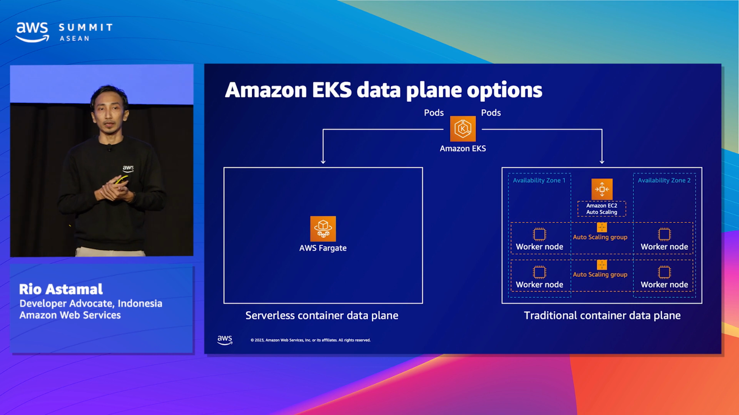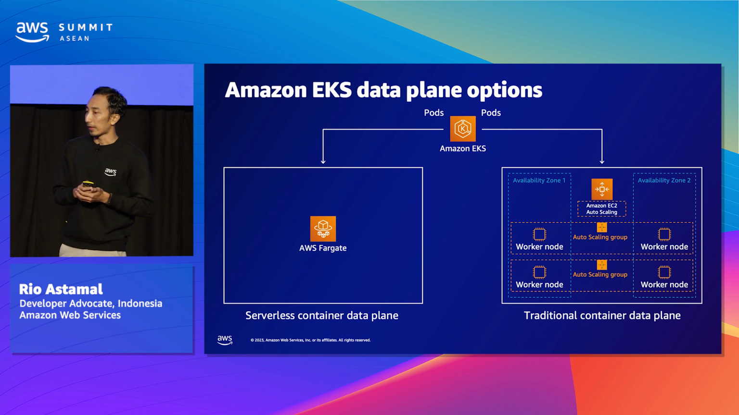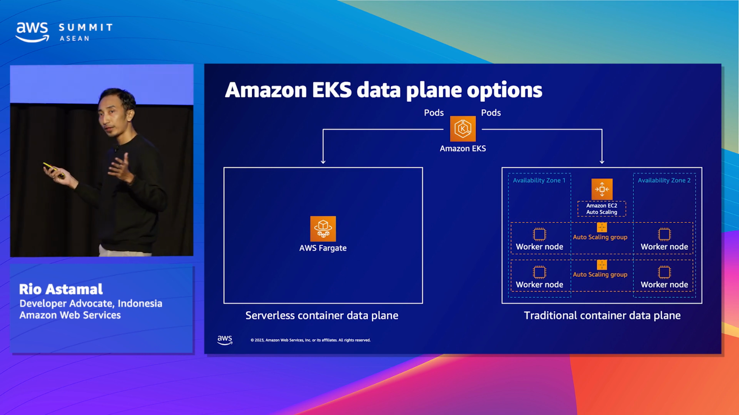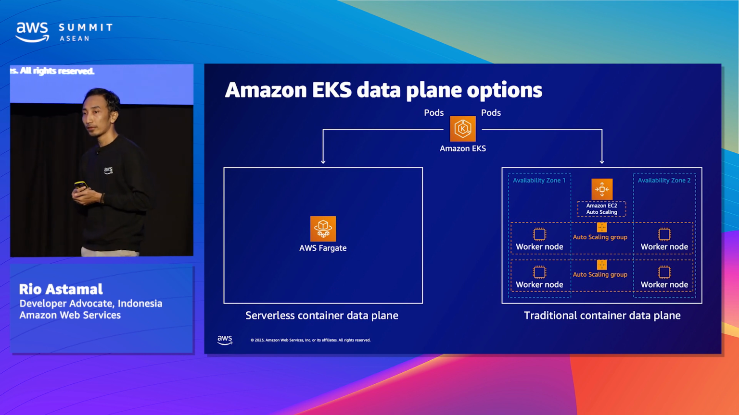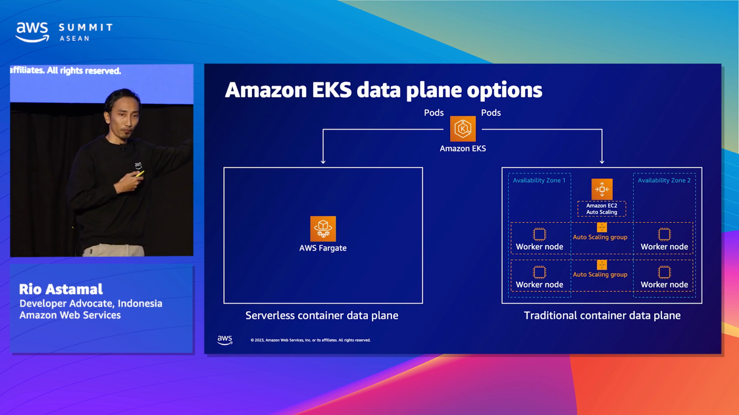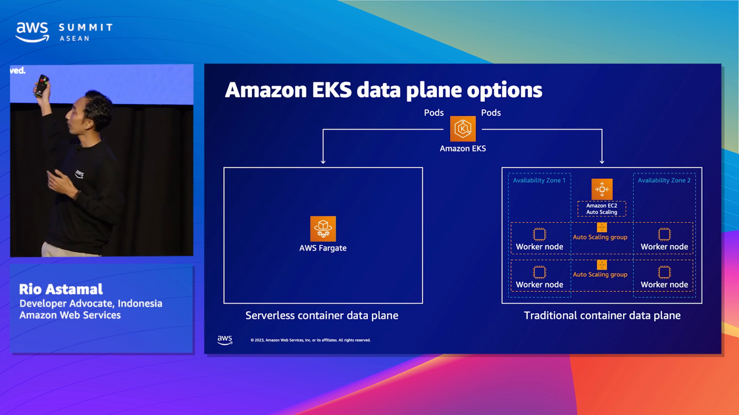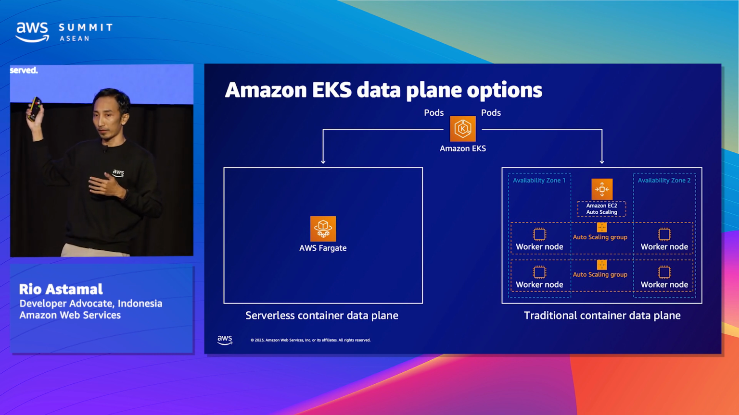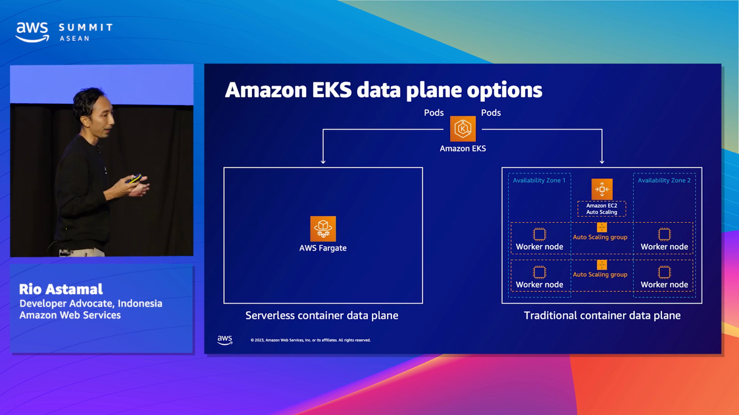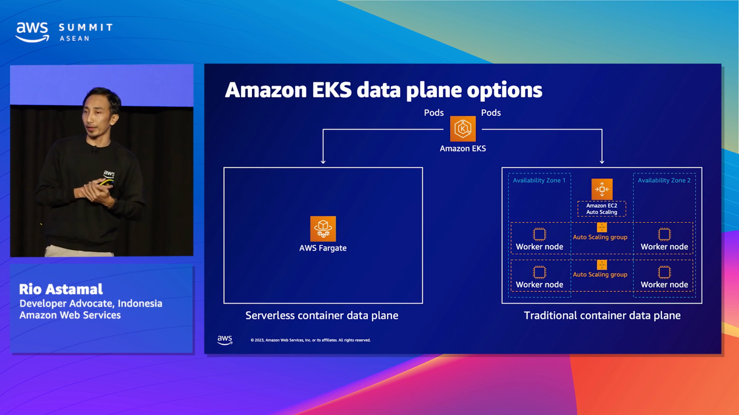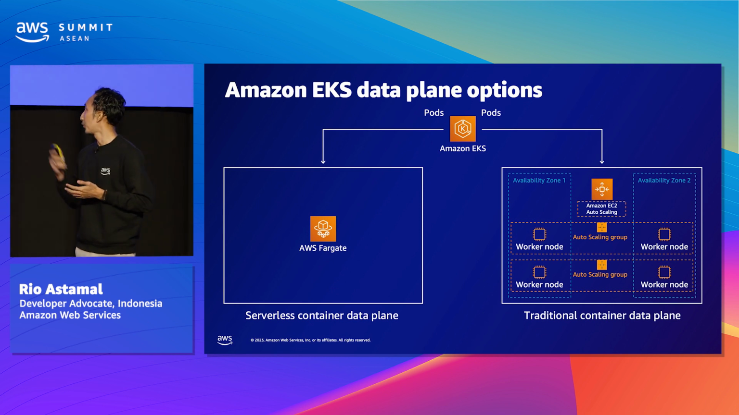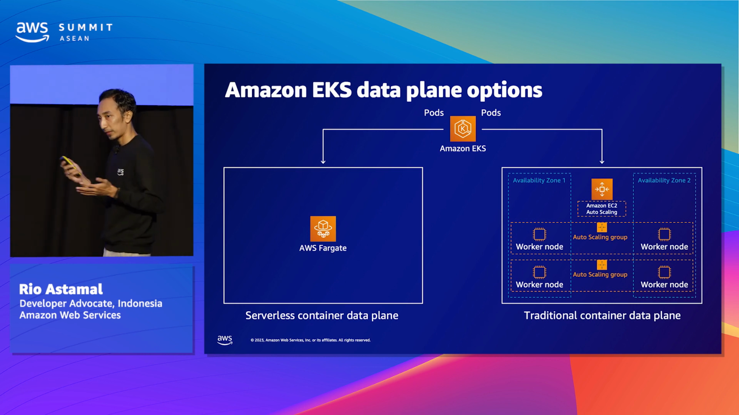In terms of data plane for your worker nodes, Amazon EKS gives you flexibility to manage the EC2 instance by yourself or going serverless with AWS Fargate. If you do not require some kind of kernel tuning or configuration tuning for your operating system, I would suggest just go with serverless, AWS Fargate. It will save you time.